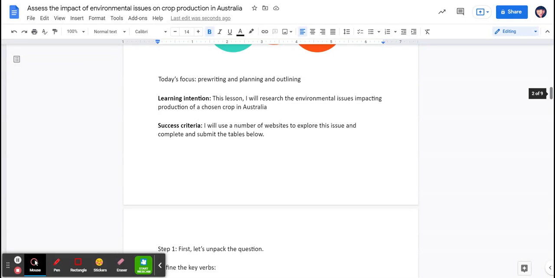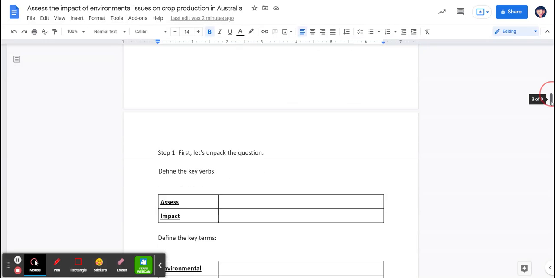To be successful, you will use a number of websites to explore this issue and complete and submit the tables below. This is a really important process in the writing cycle because you'll be using this information to compose and begin to write your extended response as we move through towards the next lesson.